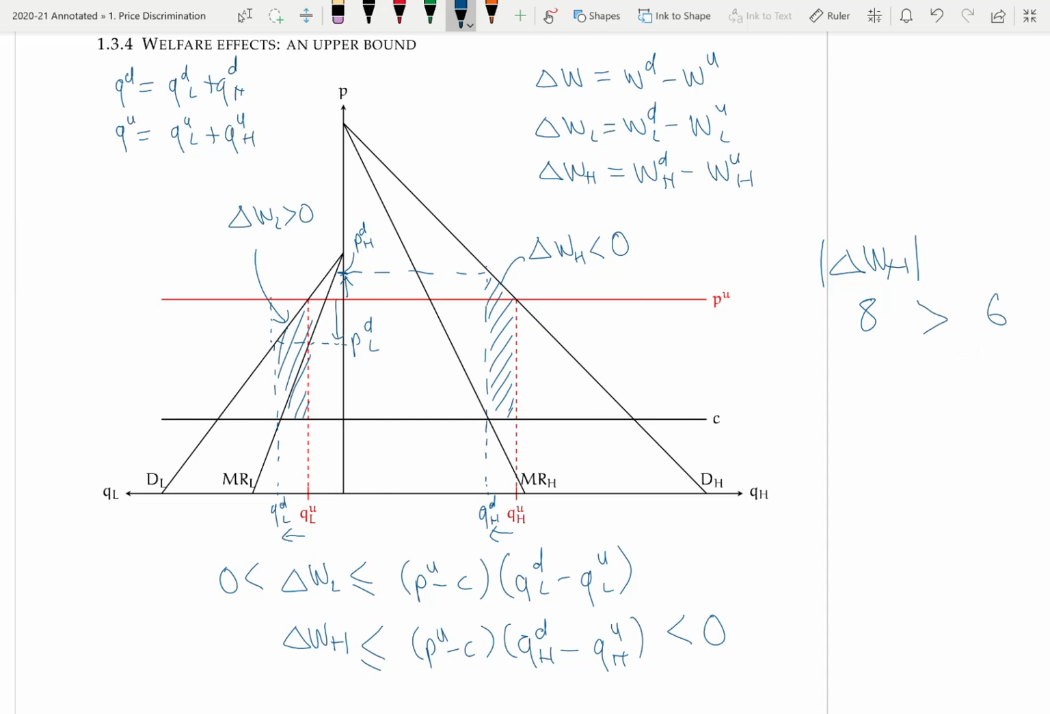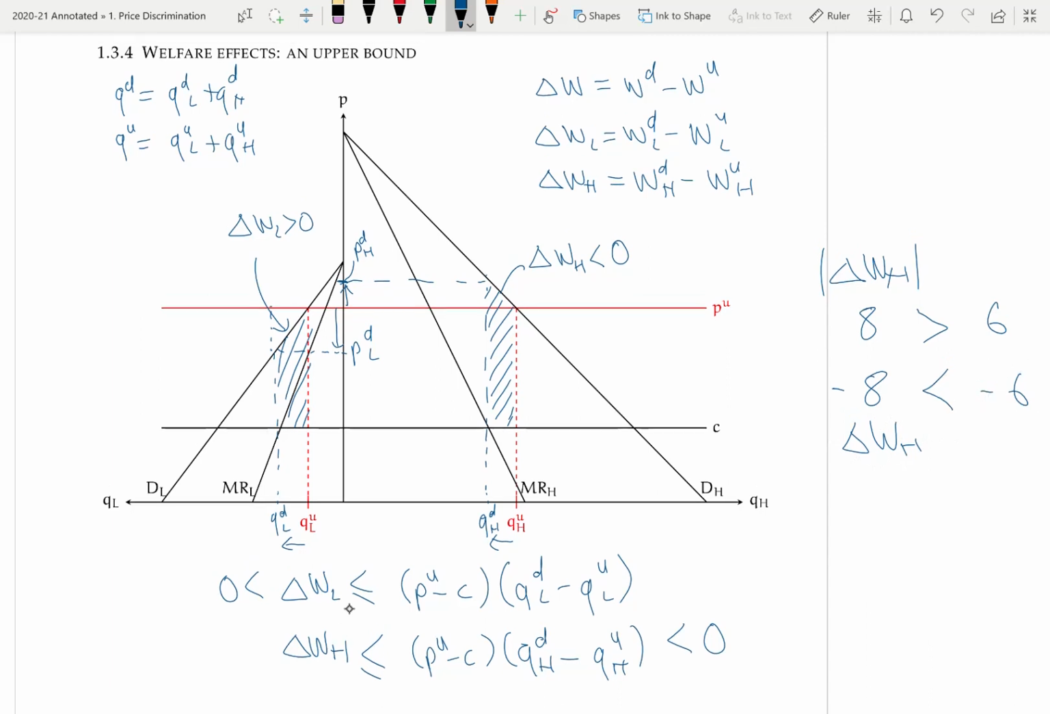But remember, this is actually negative, so if we look at the actual change in welfare, it's negative 8. And if we multiply both sides by -1, this is -6, remember we reverse the inequality. -8 is less than -6. The change in welfare is more negative than the negative of the rectangle. Okay, so now we have a bound for the change in welfare in each market.